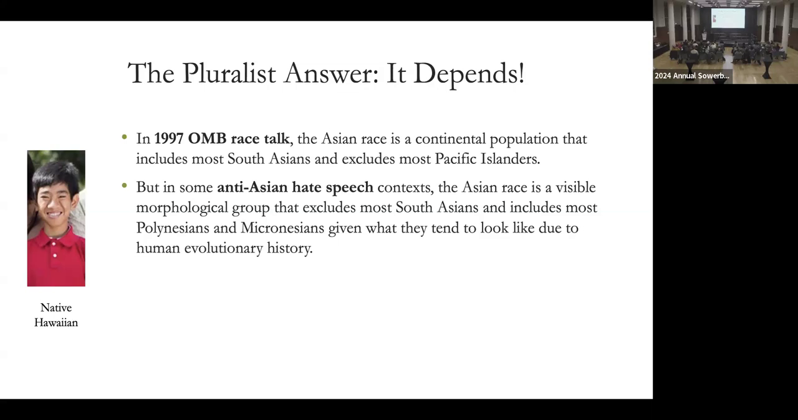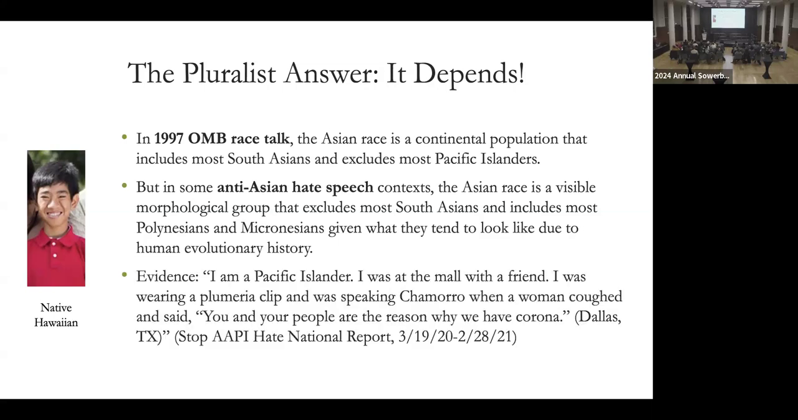Who were they harassing? Well, we actually have some good data on that in the United States. The Stop AAPI Hate National Report. This is from the sort of peak of the COVID-19 pandemic. If you look in the report, you see a lot of Polynesians and Micronesians getting attacked and being called the cause of the pandemic, all that sort of racist language, but not so much South Asians, right?